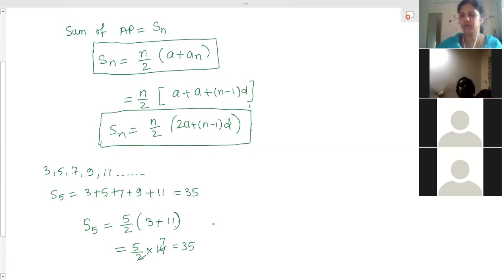Is that clear? What do you mean by sum of AP? Sum of AP means one by one we keep on adding that many numbers. If they're asking the sum of 10 terms, that means the first 10 terms. That means we have to add the first term plus second term, then third term, fourth term, fifth term, sixth term, seventh term, eighth term, ninth term, and tenth term. Like that, 10 numbers you have to add together. That is called the sum of an AP.